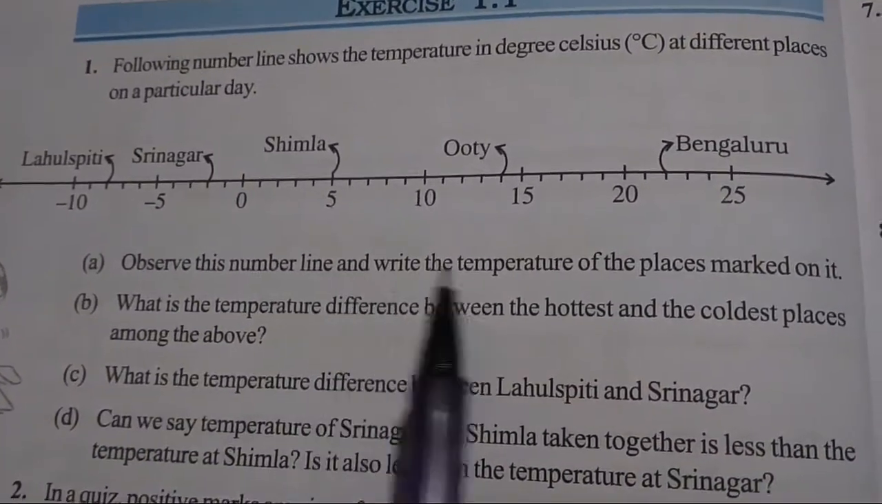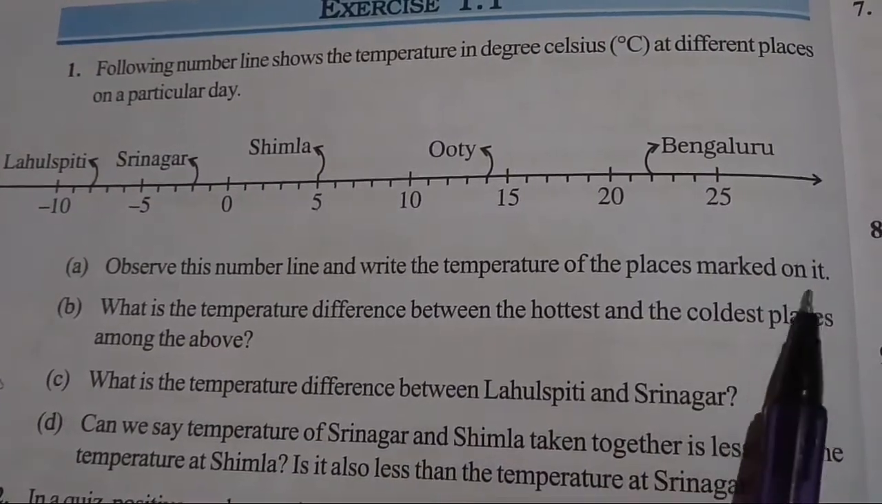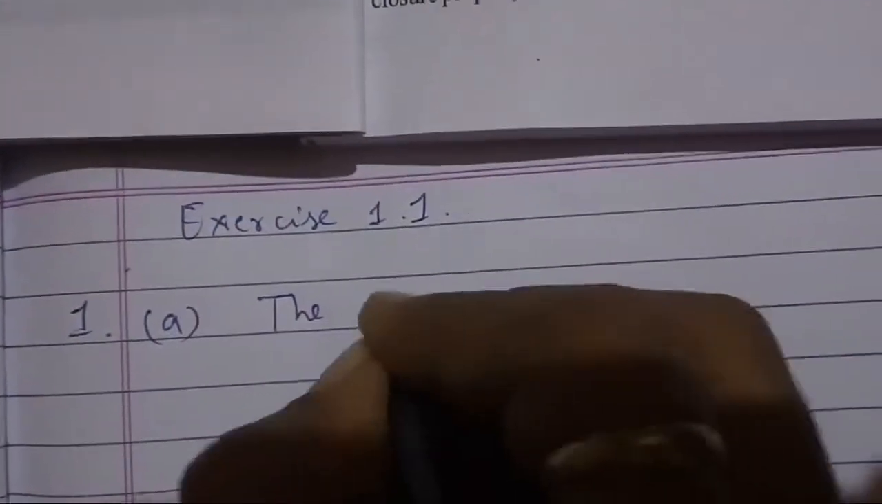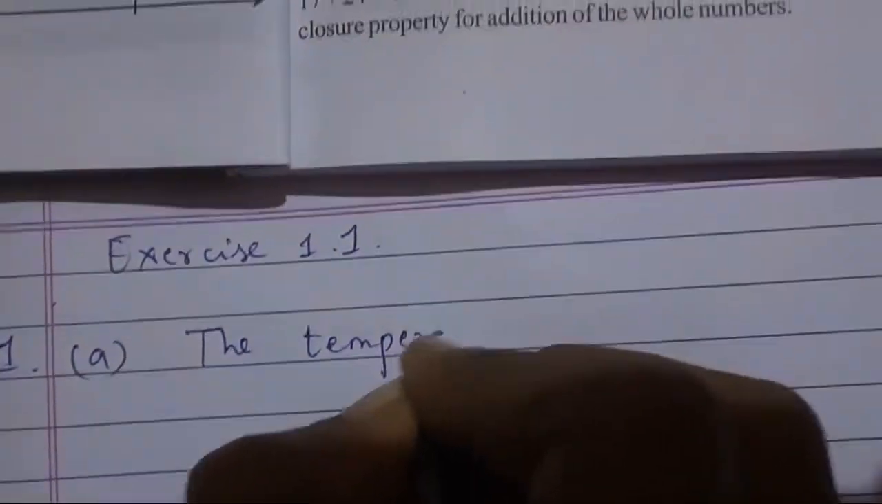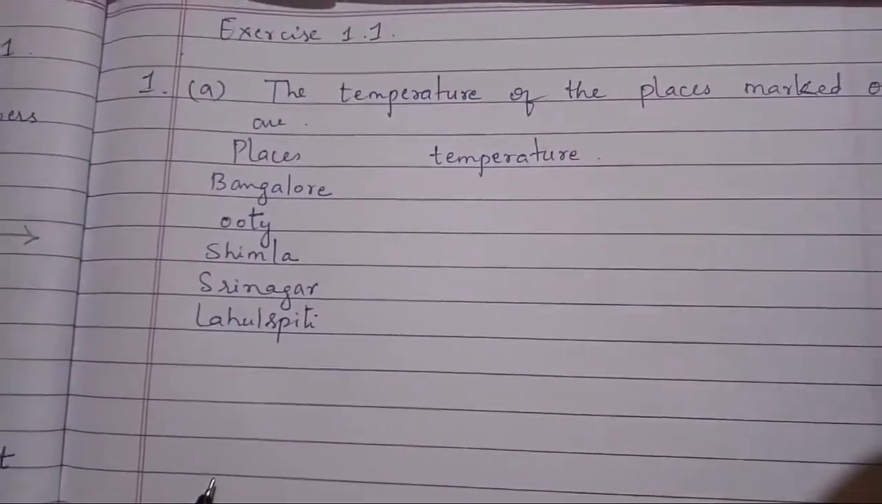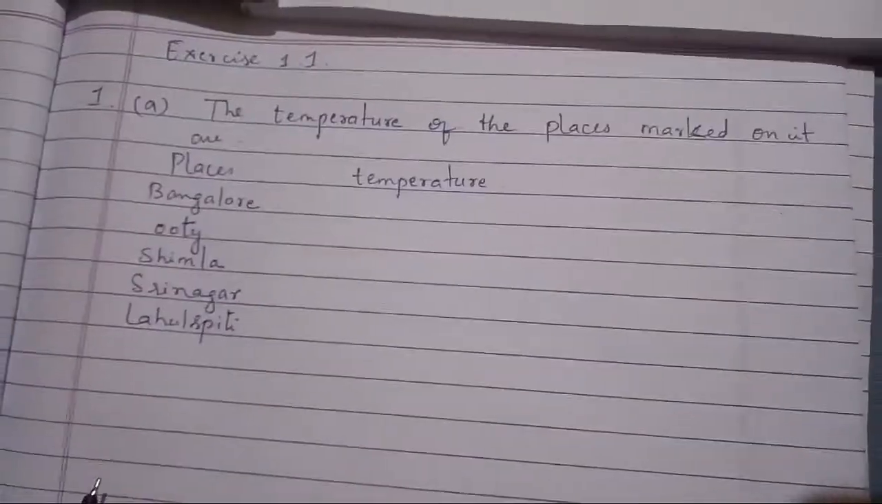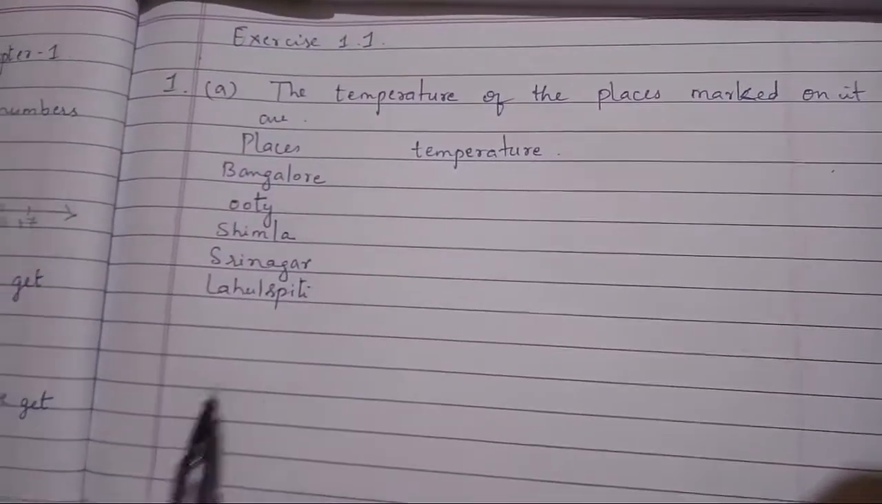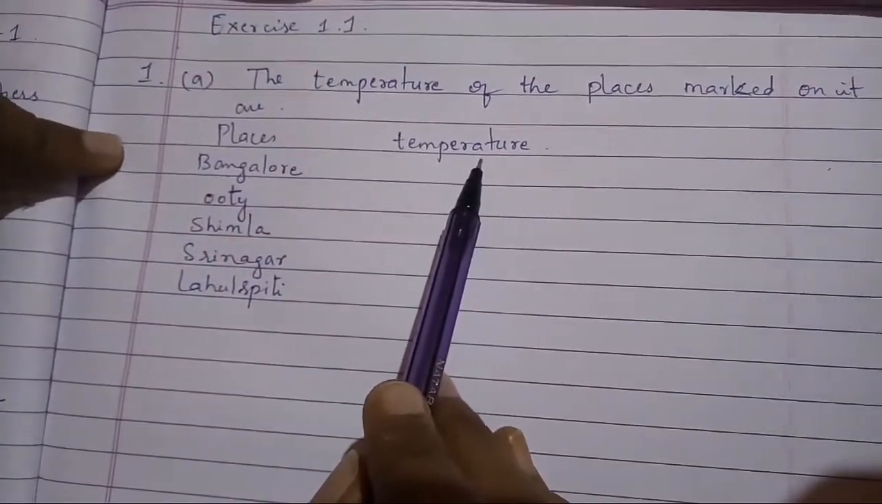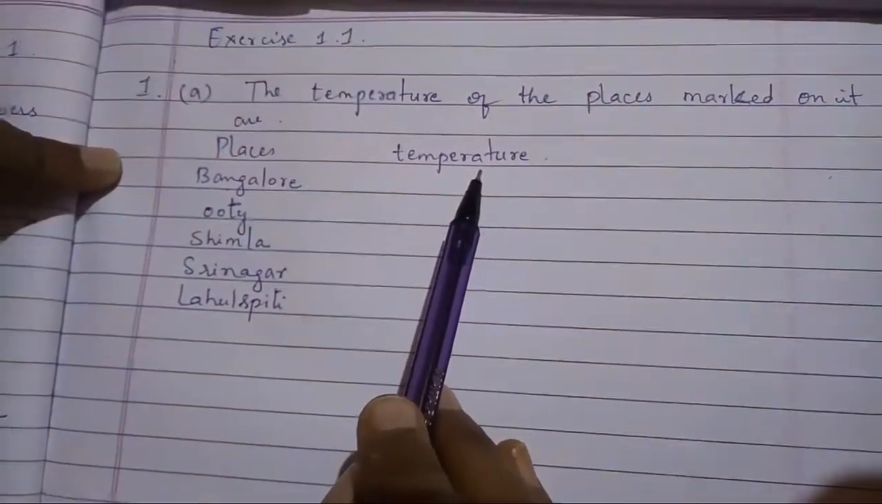Observe this number line and write the temperature of the places marked on it. Okay, let's solve the first question. We need to see the number line and read the temperature written for each place marked on it.